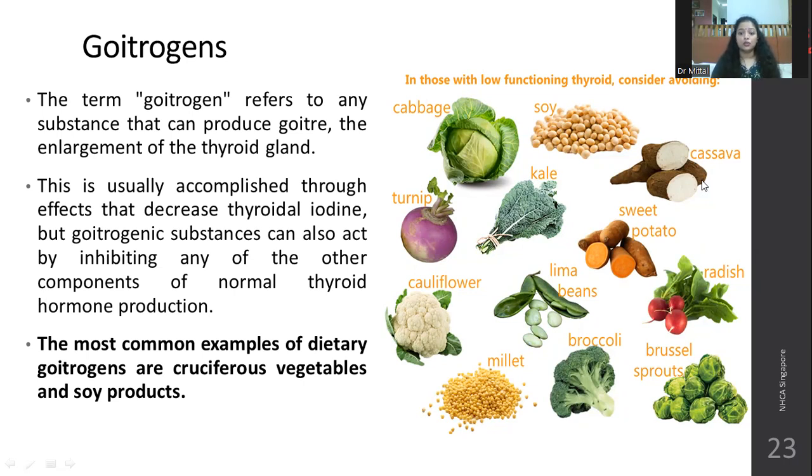Those who have a low functioning thyroid do not have to completely avoid this. They just have to restrict the use of it. No need to completely avoid this from your diet. You can definitely have it. Not all millets, usually it is jowar, sorghum or jowar. So you do not have to completely take it away from the diet.